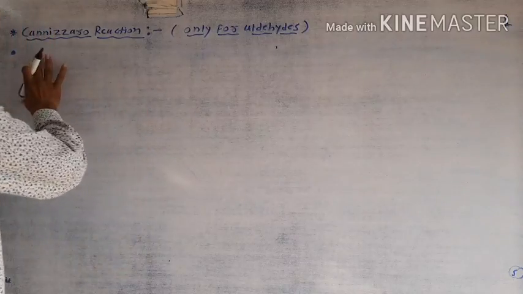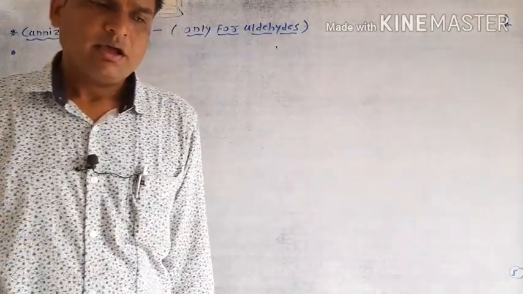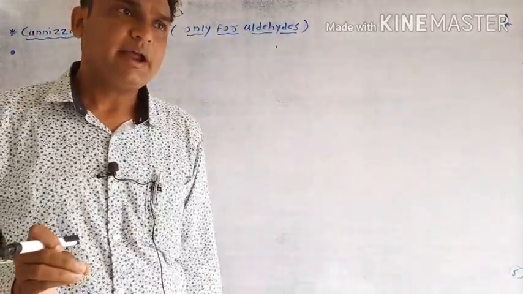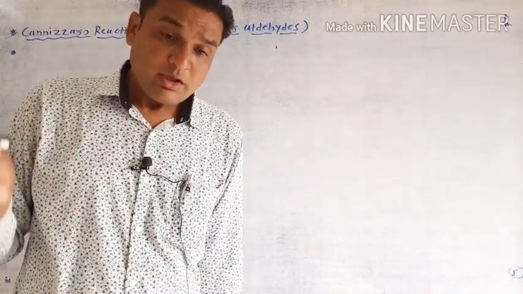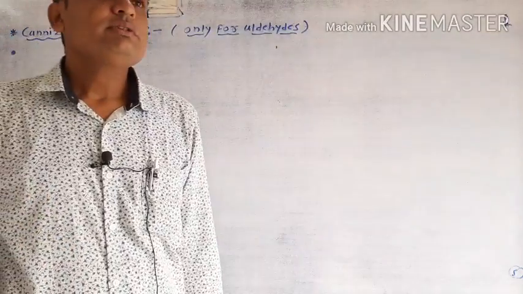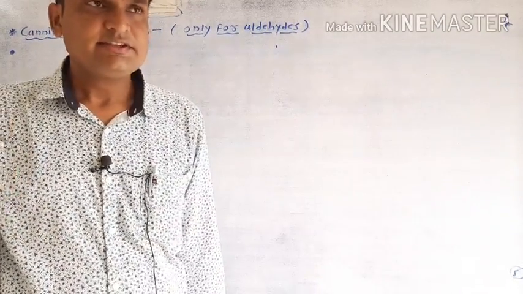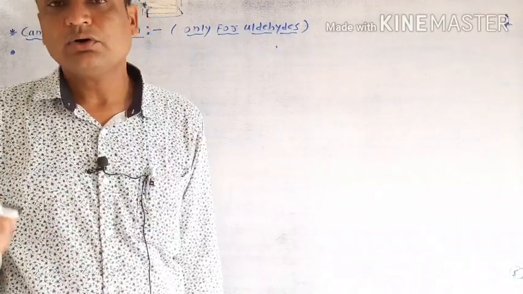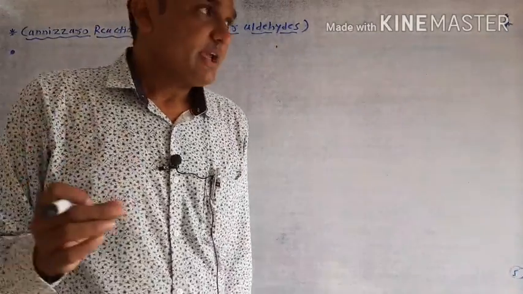The very simple meaning of the Cannizzaro reaction is: an aldehyde which does not have an alpha hydrogen atom, on heating with strong alkali, undergoes self oxidation or reduction, that is, a redox reaction. This type of redox reaction or disproportionation reaction is called a Cannizzaro reaction.